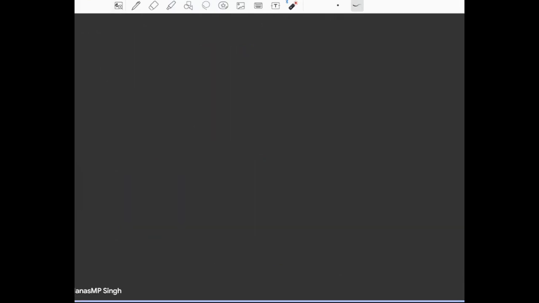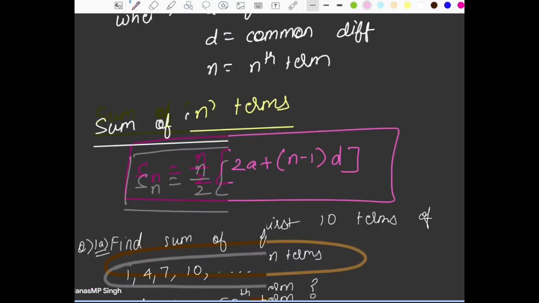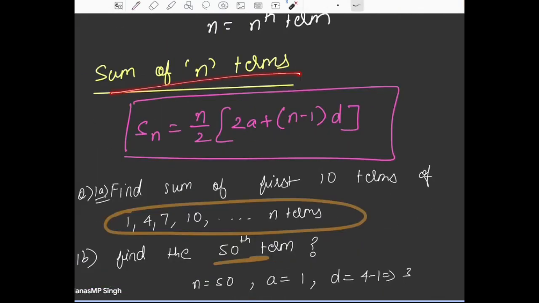Let's look at how to find the sum of this sequence. So let's say you want to find the sum of the first n terms. So now the value of n becomes... first of all, let me tell you the formula. Sum of n terms from the beginning. Everything is from the start. We are not adding from the back.